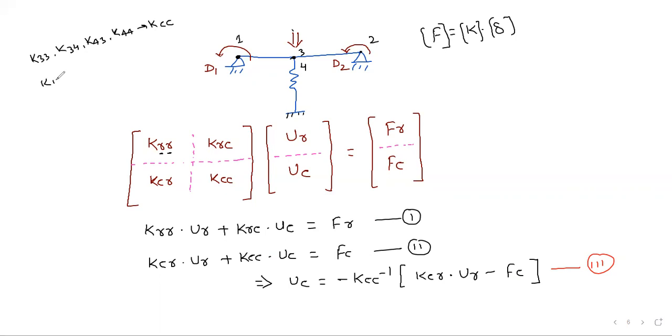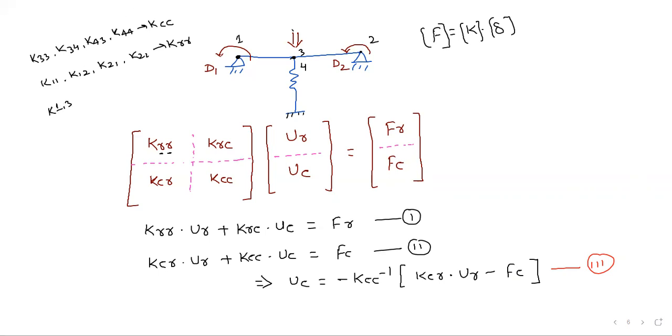Similarly, if you are finding K11, K12, K21, K22, that will be KRR. So this is KCC, KRR. Retained means whatever is retained, 1 and 2, so we are finding the stiffness at that point due to the retained degree of freedom. KRC means we are finding the stiffness at retained due to condensed out.